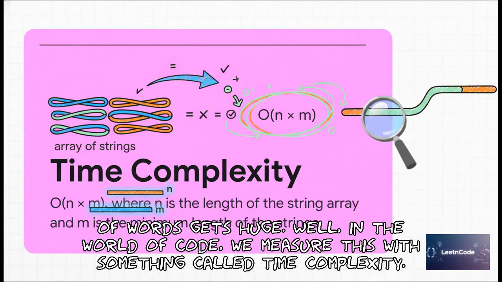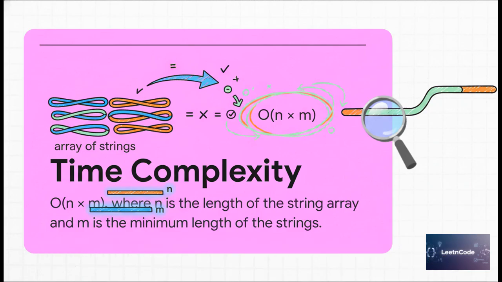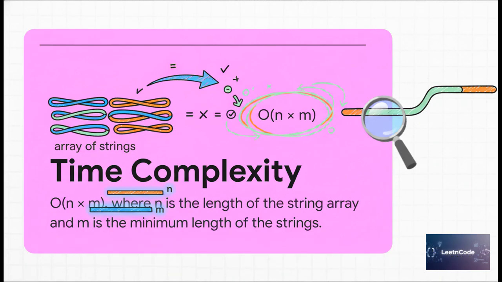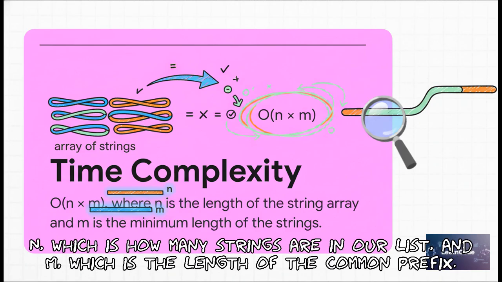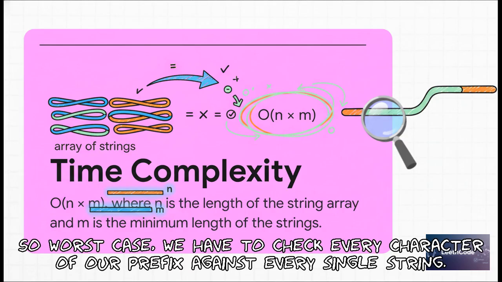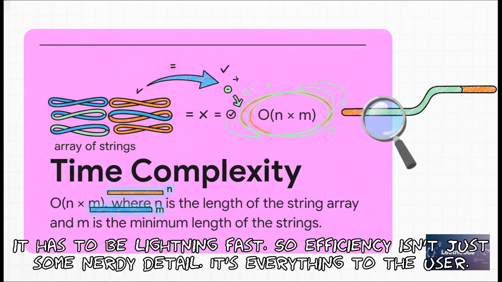Well, in the world of code, we measure this with something called time complexity. And for this method, it's called O of n times m. Now, don't let that alphabet soup scare you. It's actually pretty simple. All it means is that the time it takes to run depends on 2 things. N, which is how many strings are in our list, and m, which is the length of the common prefix. So, worst case, we have to check every character of our prefix against every single string. And think about why this matters. If you're building something like a search bar with autocomplete, it has to be lightning fast. So efficiency isn't just some nerdy detail. It's everything to the user.